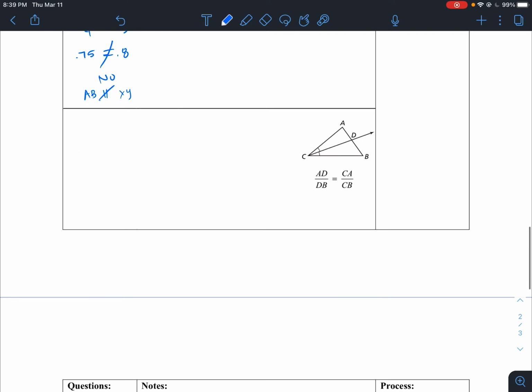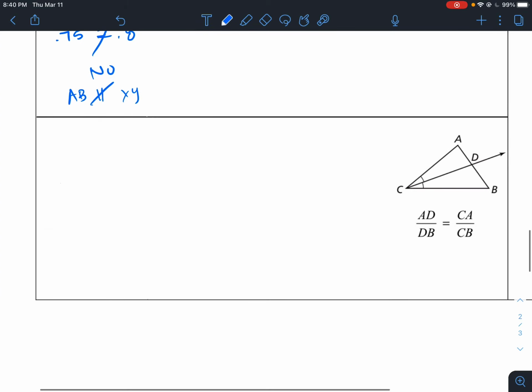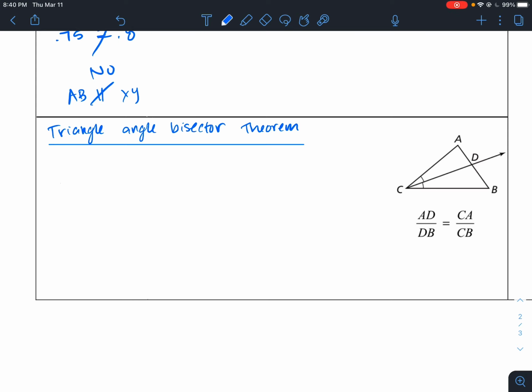Okay, so moving right along, we're coming down here. So determine, so this one is using, this is a new theorem. So this right here is the triangle angle bisector theorem. So the triangle angle bisector theorem.